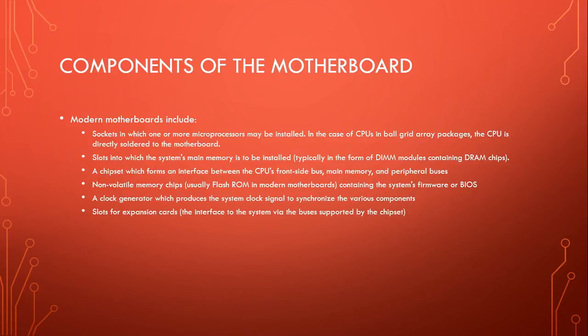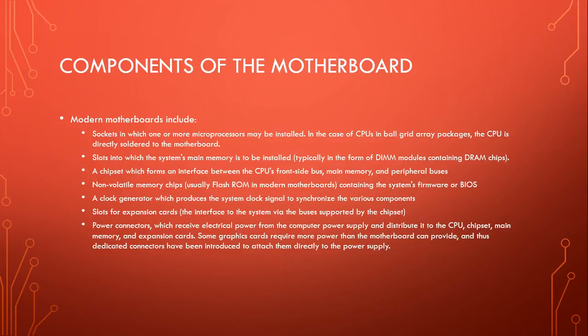You have slots for expansion cards, which interface to the system via buses supported by the chipset. You have power connectors, which receive power from the computer power supply and distribute it to the CPU, chipset, main memory, and expansion cards. Some graphics cards require more power than the motherboard provides, and thus dedicated connectors have been introduced to attach them directly to the power supply.